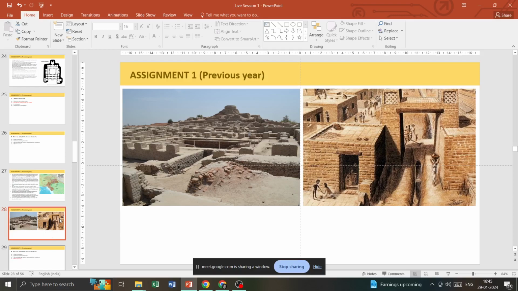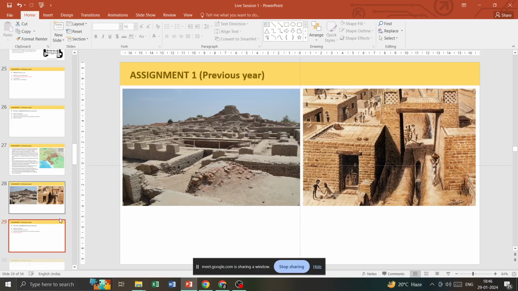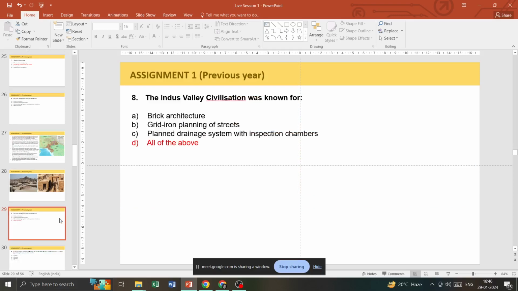So I have added this picture just to show what it could have looked like if we could really see it. You can see the drainage systems in the image, and you can see the bricks. So our answer is all of the above. Indus Valley civilization was known for its brick architecture, its gridiron planning, and also for drainage systems with inspection chambers.